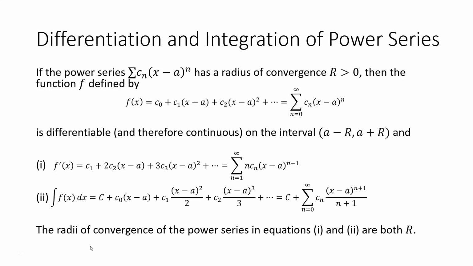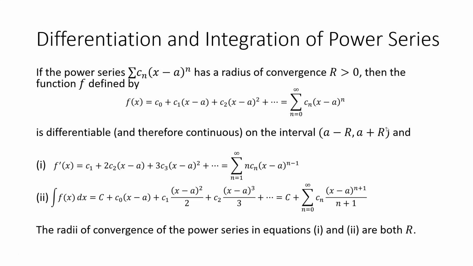In this theorem, it's telling us that we can also manipulate a power series through differentiation or through integration. In particular, if I have a power series representation, Cn (x minus a)^n, with a radius of convergence r, then the function f, defined by that power series, is differentiable, and hence continuous, on the interval a minus r to a plus r.